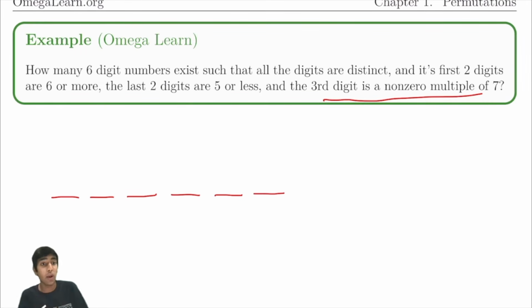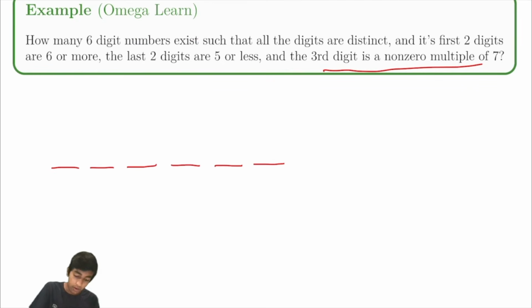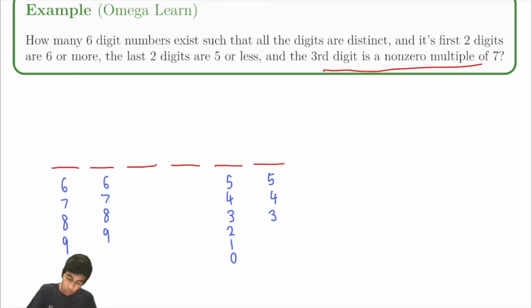The reason we want to focus on those first is that those are the ones that have very few cases. So then we'll have only a few cases to check at the most. So in this case, what is the most restrictive condition? The first 2 digits, 6 or more. So maybe 6, 7, 8, or 9. Last 2 digits, 5 or less. So 5, 4, 3, 2, 1, 0.